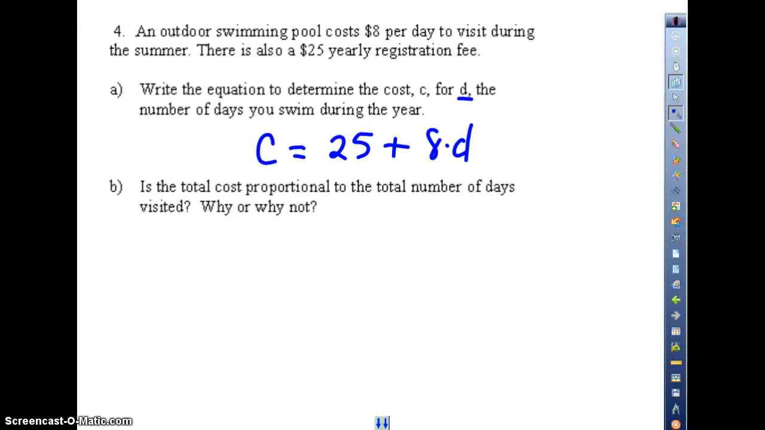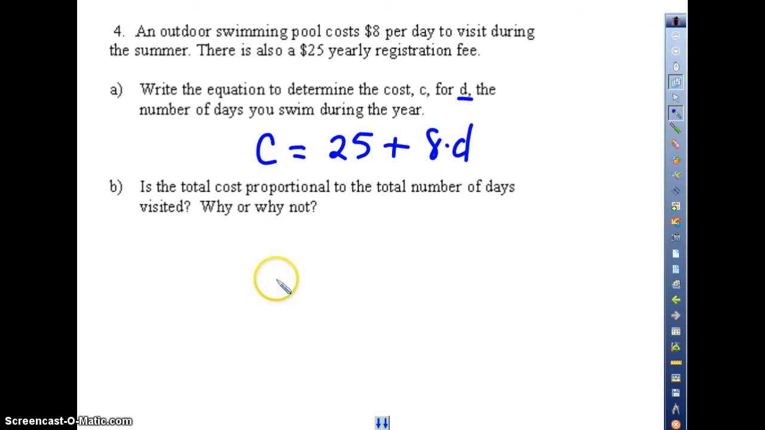Raise your hand. I want to see. Are you okay with that? Oh, I'd say that's about half the class. We're getting there. It says part B, is the total cost proportional to the total days visited? Why or why not?